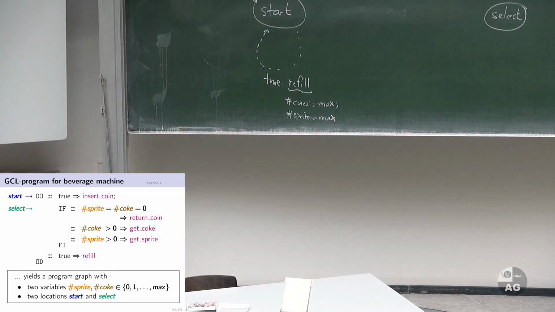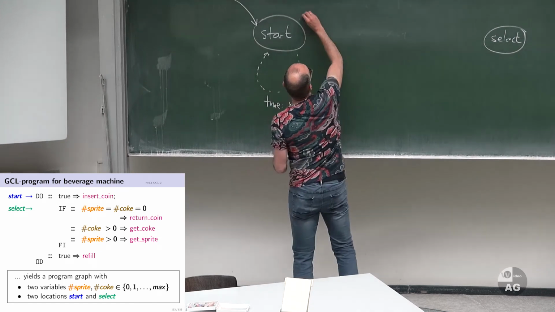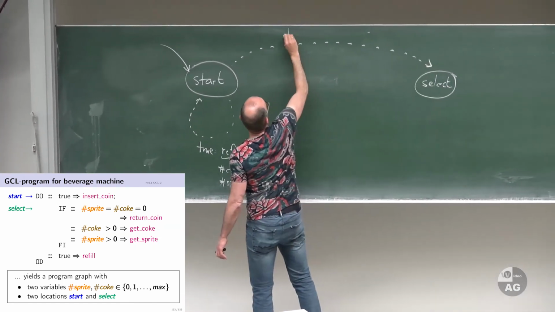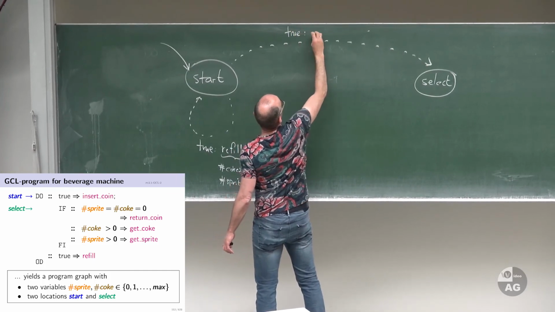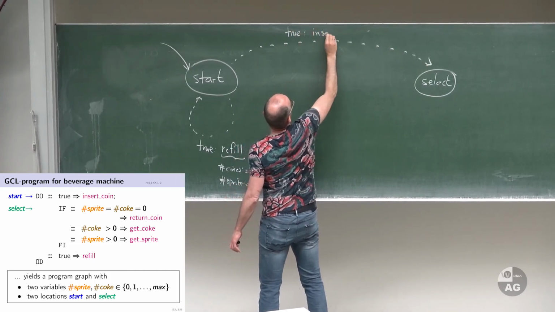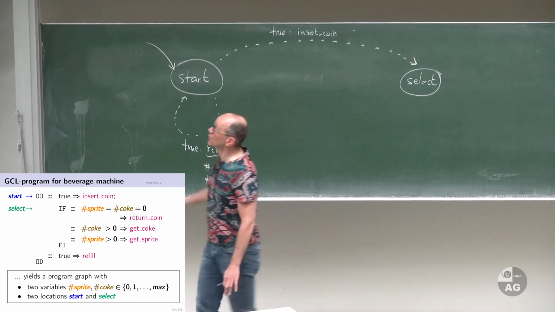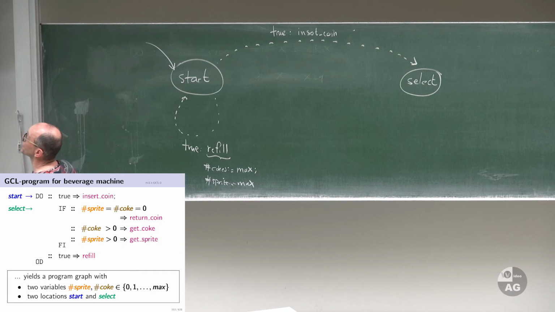You can insert a coin. Okay, if you insert a coin, we go to the select location. When can you insert a coin? Always, so the guard is simply true, and then you can insert a coin. And now we are in select. Select corresponds to the if statement, the innermost if statement.